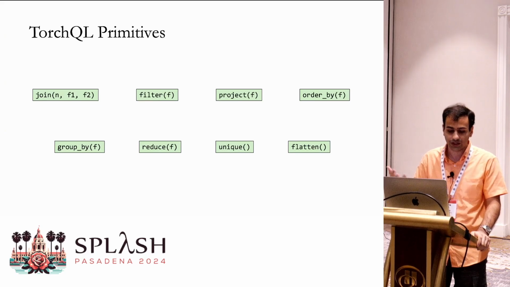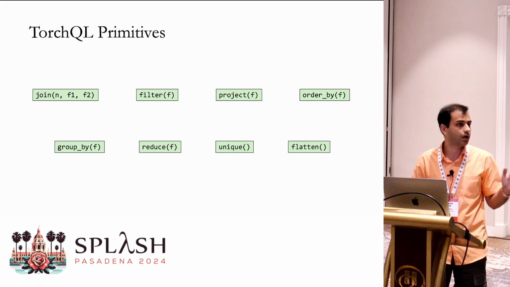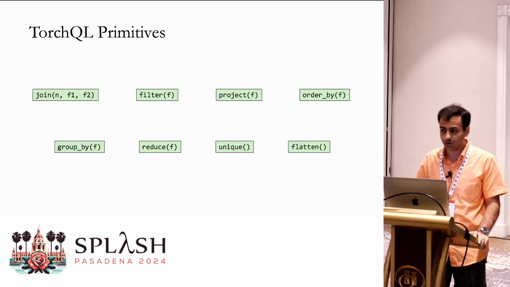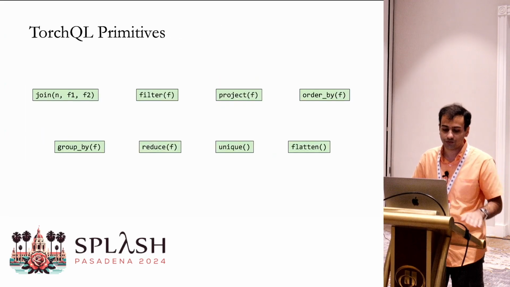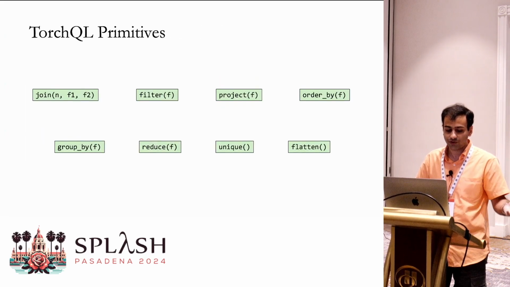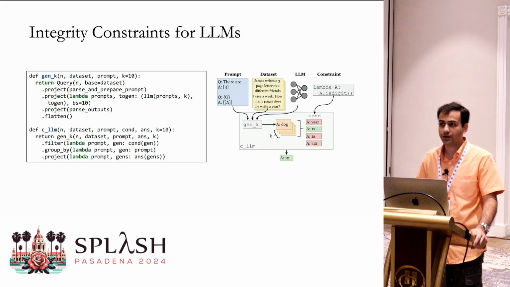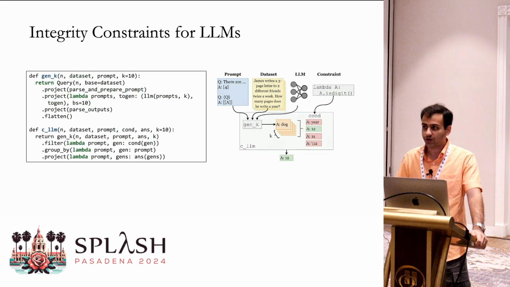In the process of making TorchQL, we wrote hundreds of queries. So these 8 encompass a pretty good set of primitives. Another example is, using these primitives, we were also able to extend the functionality of TorchQL to actually apply to constraint generation.